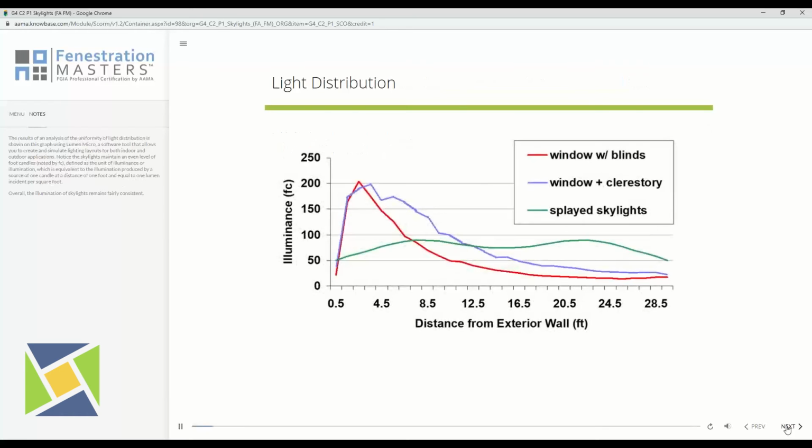The result of an analysis of the uniformity of light distribution is shown on this graph using AGi32, a software tool that allows you to create and simulate lighting layouts for both indoor and outdoor applications. Notice the skylights maintain an even level of foot candles, noted by FC, defined as a unit of illuminance or illumination, which is equivalent to the illumination produced by a source of one candle at a distance of 1 foot and equal to 1 lumen incident per square foot. Overall, the illumination of skylights remains fairly consistent.